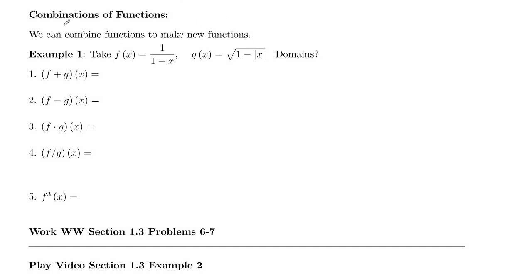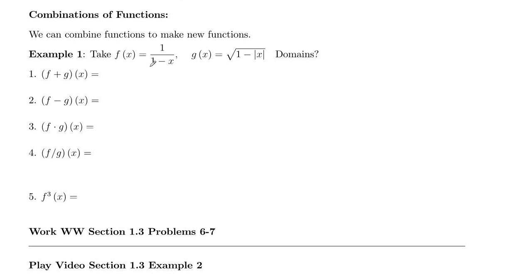We want to look now at algebraic combinations of functions here. So we want to take old functions, combine them, and get new functions. So let's consider an f of x here that's 1 over 1 minus x, and a g of x that's square root of 1 minus absolute x. So we want to ask, what are the domains of those functions? So what are the x values that make sense?